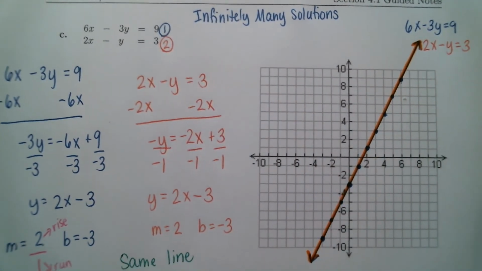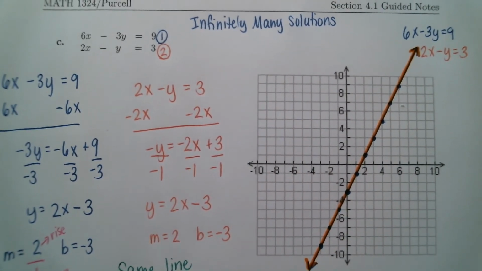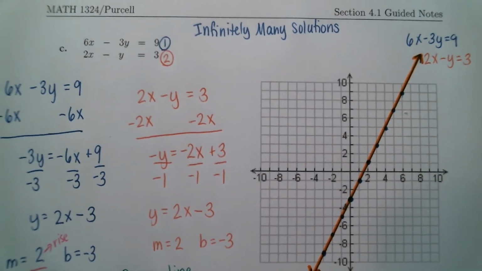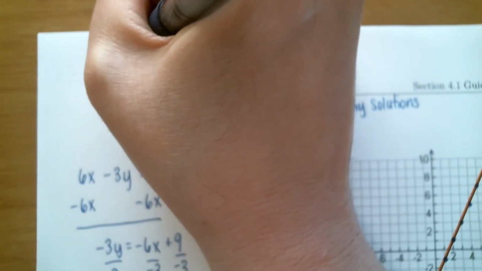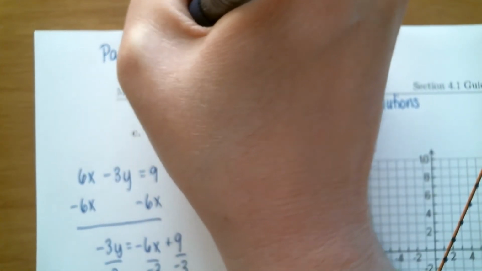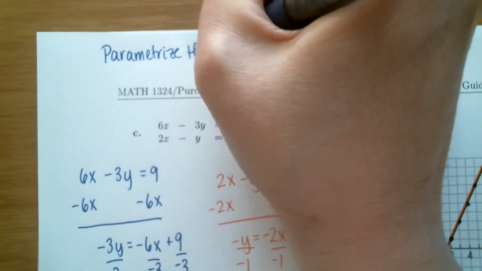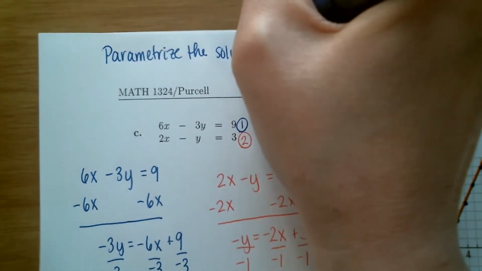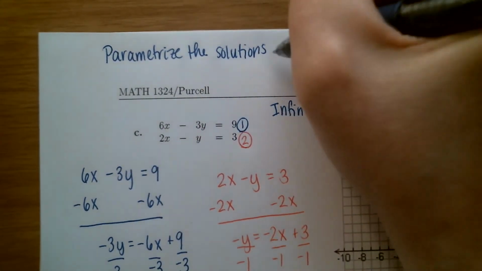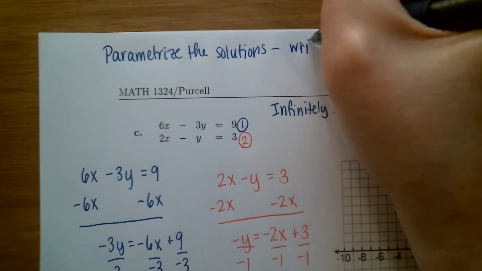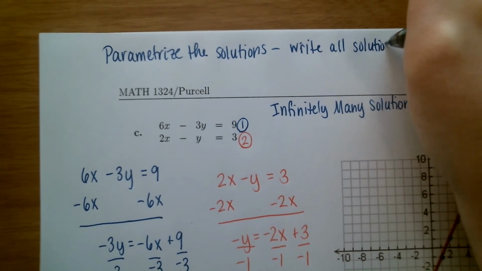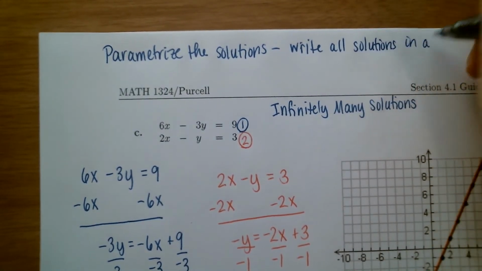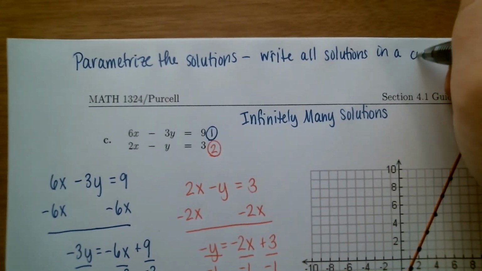There's a little extra step when you get infinitely many solutions. You have to do something called parameterize the solutions. What that means is, because there are infinitely many solutions, you can't list them all out. You're going to write all solutions in a compact form.